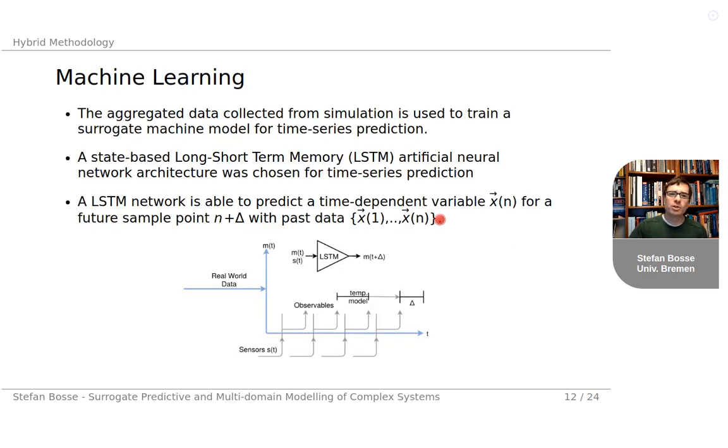So we are using machine learning, and the aggregated data collected from the simulation is used to train a surrogate machine learning model for time series prediction. A state-based long short-term memory architecture, a well-known artificial neural network architecture, is used and was chosen for time series prediction. That means the LSTM network is able to predict a time-dependent variable X. That can be the system observable infection rate or infection cases for a future sample point, for example 4 weeks in the future, from past data. This is shown here again.